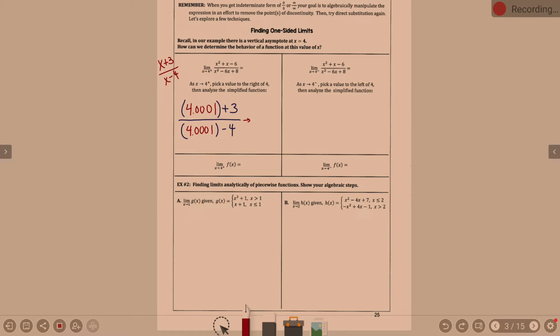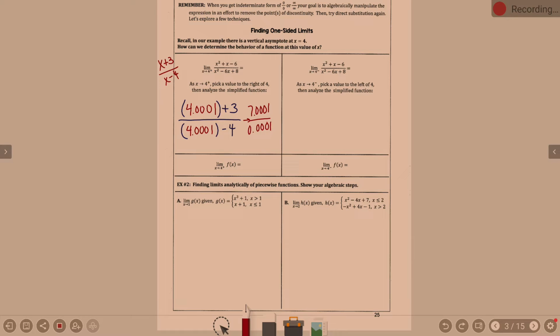When you do this, what? 7.0001 divided by 0.0001. I should have written a little smaller, but what are you getting when you divide that out? 70,000. Something like that? Okay. What happens, do you think, if we add another 0? It's going to get bigger, in other words, right?